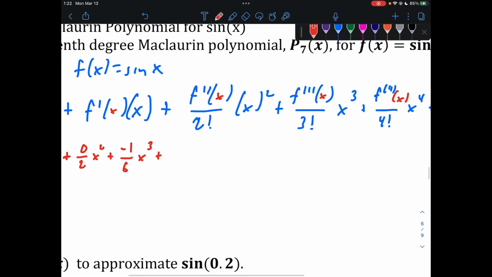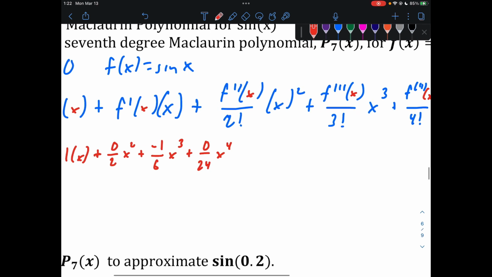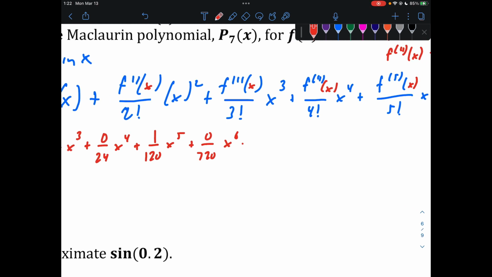So the fourth derivative would be sine again, so 0 over 4 factorial x to the fourth, plus 1 over 5 factorial x to the fifth, plus 0 over 6 factorial x to the sixth, minus the 7th derivative, so that would be negative 1. That's why it's minus 1 there. And then 7 factorial, which I don't expect you to know off the top of your head. You can use your calculators to help with that. It's 5040, x to the 7th.